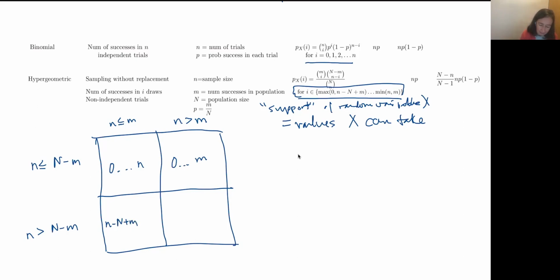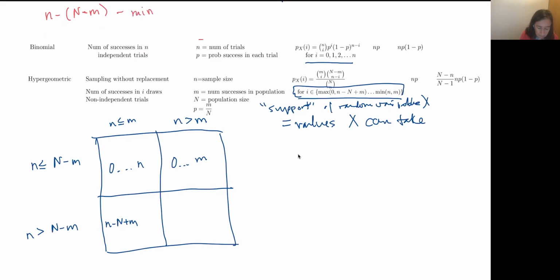Okay, let me make a note of that up here. If we have all of the failures in the population, that's what N minus m is, and we subtract that from the size of our sample here, that is the minimum number of successes we can have. We've drawn every failure that's in the population. We've still got, n is bigger, so we've still got others to draw. That's the smallest.